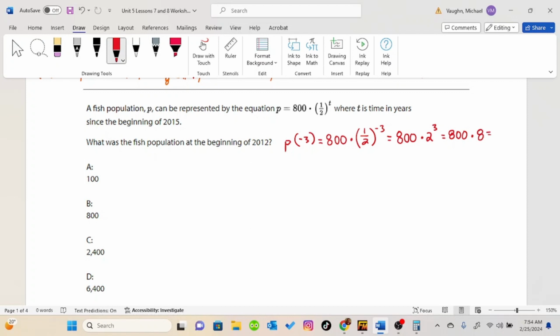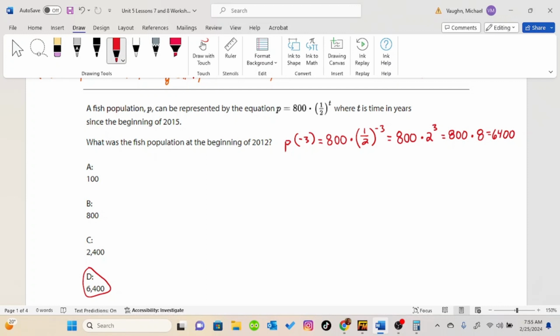And 800 times 8. 8 times 8 is 64 with 2 zeros. So the answer would be D, 6,400. So this means the fish population is declining, which is what we would expect if our factor is a fraction less than 1. So 3 years earlier, the population was 6,400.